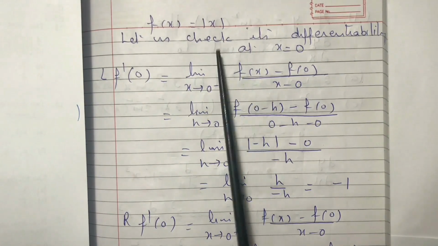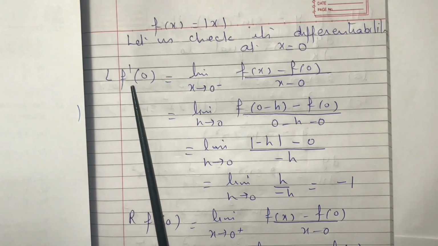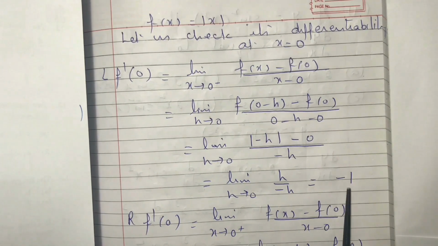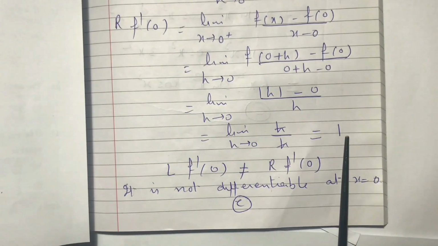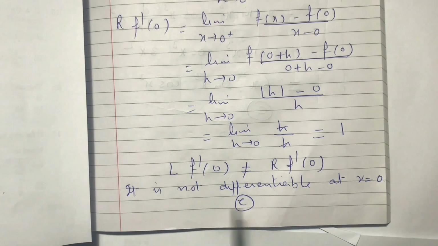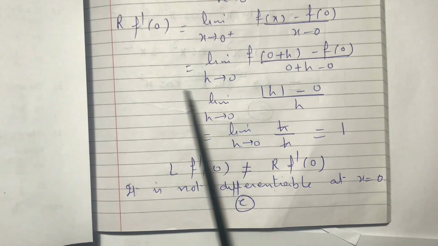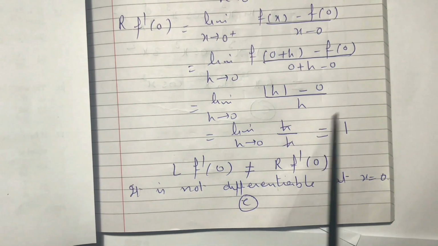Now here I'll check its differentiability. So first I have checked left hand differentiability and I have solved this, which comes out to be -1. Then I have solved right hand differentiability, which comes out to be 1, and left hand differentiability is not equal to right hand differentiability, so it is not differentiable at x is equal to 0. So मैंने यहाँ पर कर दिया है. अगर आप चेक करना चाहते हो तो इस वीडियो को पॉज कर लेना और इसको देख लेना.